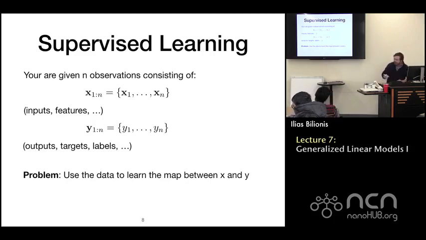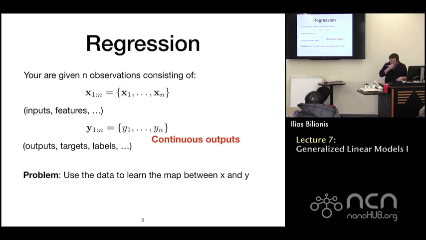So the word supervised refers to the fact that you see the outputs. If you didn't have outputs, if you just had the X's and you just had to learn something about the X's, like for example the distribution, then that would be called an unsupervised problem. Okay? If these Y's are continuous, if they're real values, for example 0.5, 10, 0.25, then you have a regression problem.